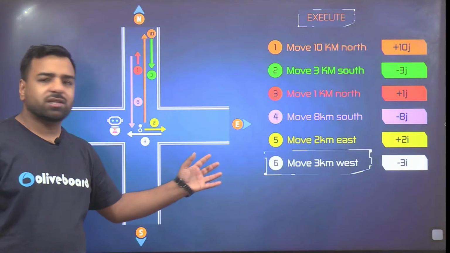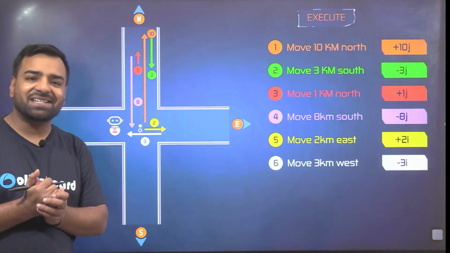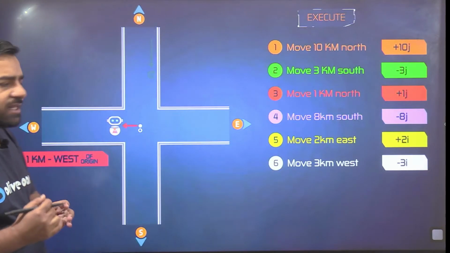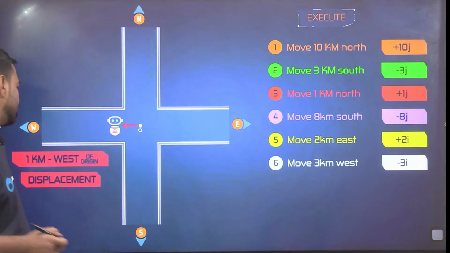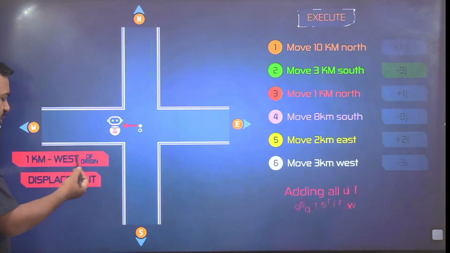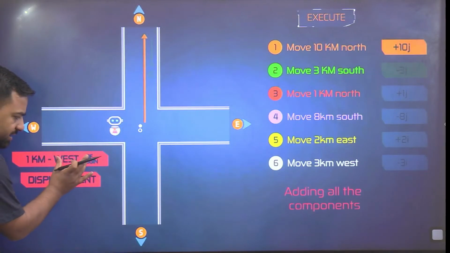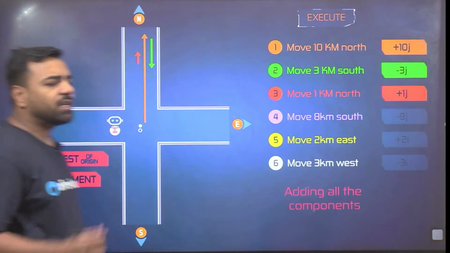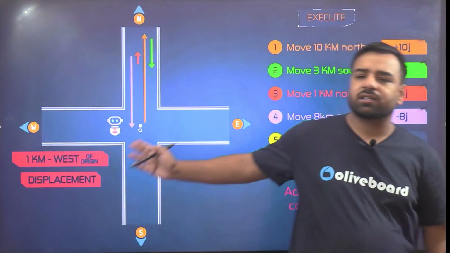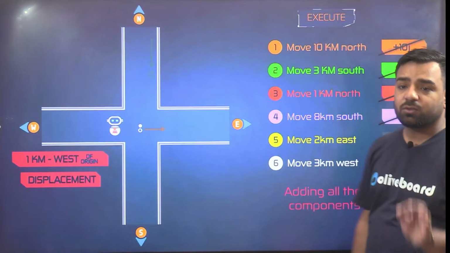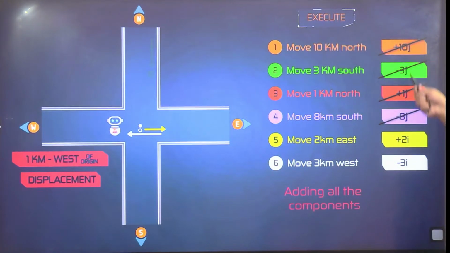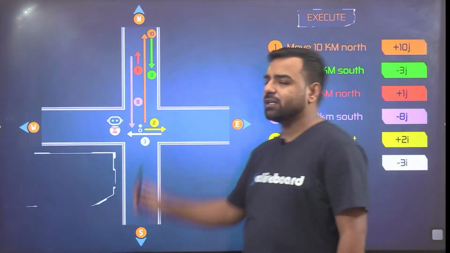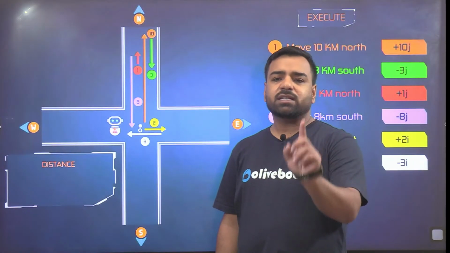So this is the question which we can link with the reasoning as well. In the reasoning, these types of questions are asked. So guys, what is the final position? You'll say it's 1 km west of the origin. Here, since direction is also involved, we can link it with the vector quantity, and that's what real displacement is. So what is the total displacement? If I calculate by adding all the components, I'll have minus i as the answer, and that's the final point.